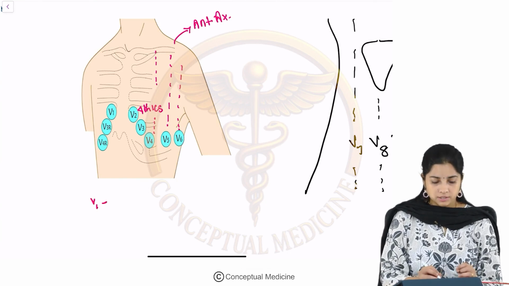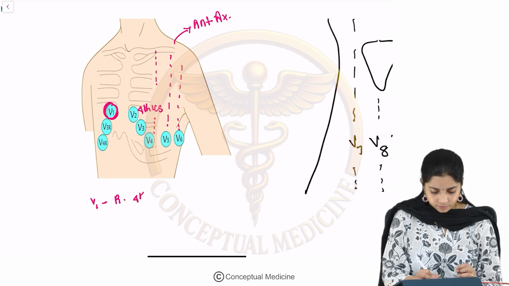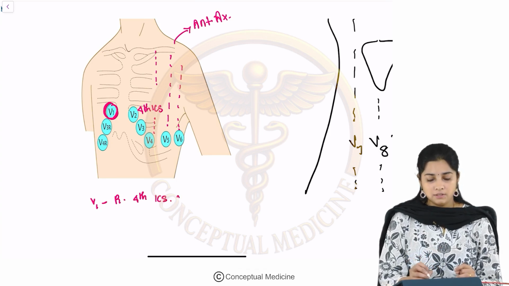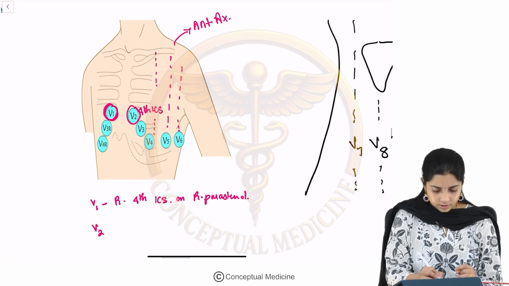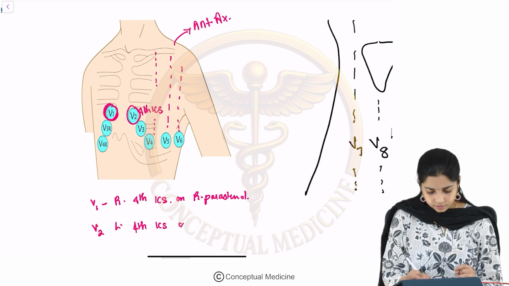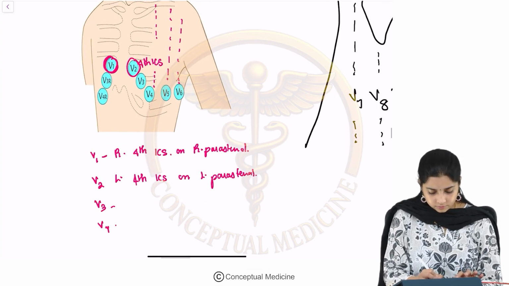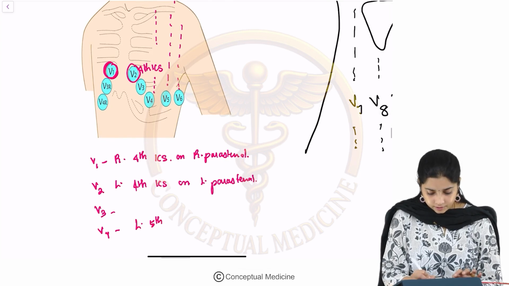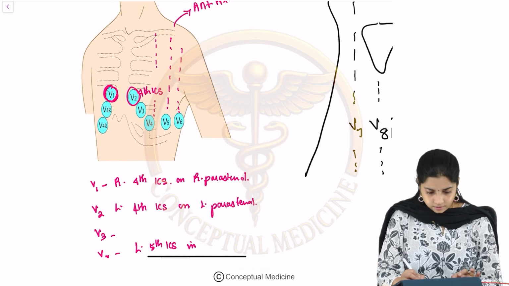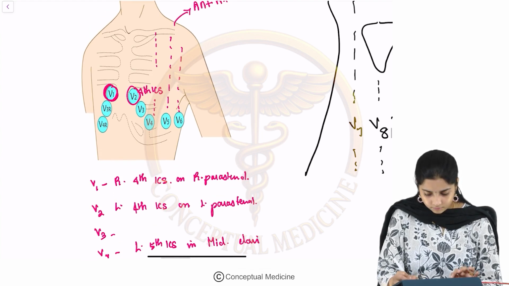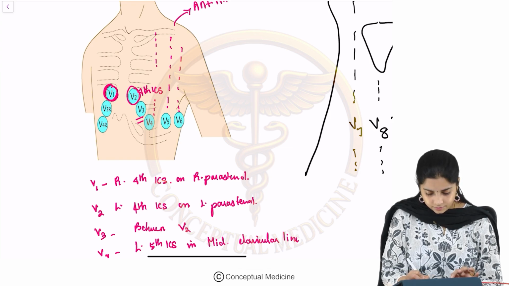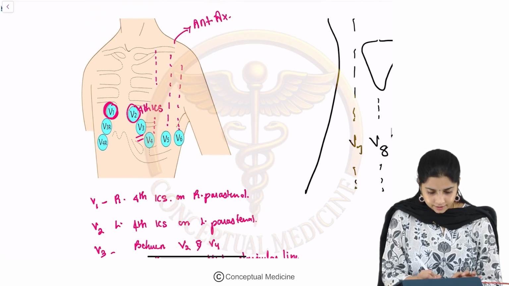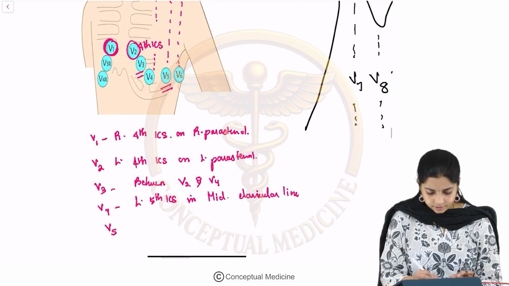We have V1, which is present here. This is your right fourth intercostal space, on the right parasternal area. V2 is in your left fourth intercostal space, on the left parasternal area. Okay, let us come to V4 and go back to V3. V4 is in your left fifth intercostal space in the mid clavicular line. Right? So, V3 is between V2 and V4.